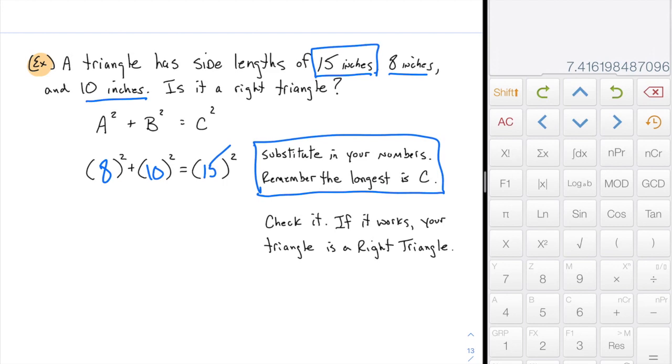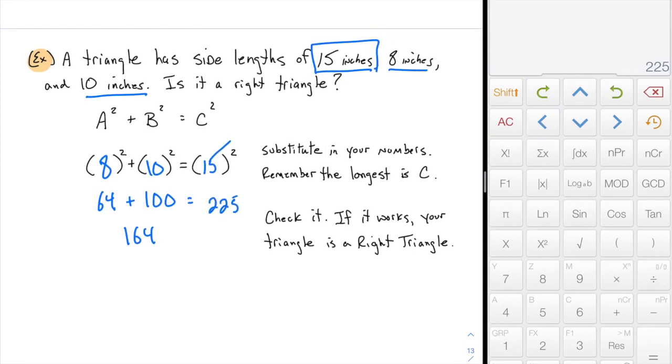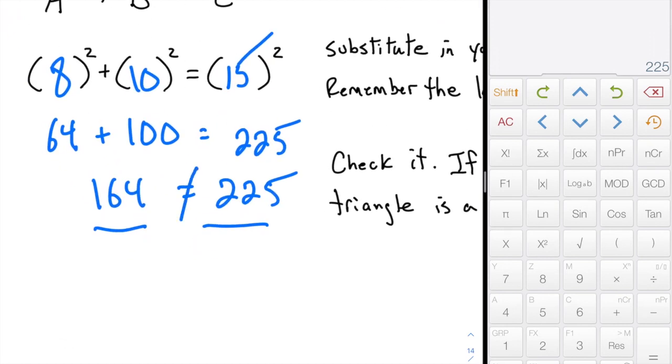Now, if it works, it's a right triangle. So here we go. 8 times 8 is 64. 10 times 10 is 100. I add those together, I get 164. 15 squared, 15 times 15, if you haven't memorized that, is 225. And I think that means it's not going to work. Look at that. 164 and 225 are not the same. They are not equal. That means the Pythagorean Theorem did not work. So not a right triangle.